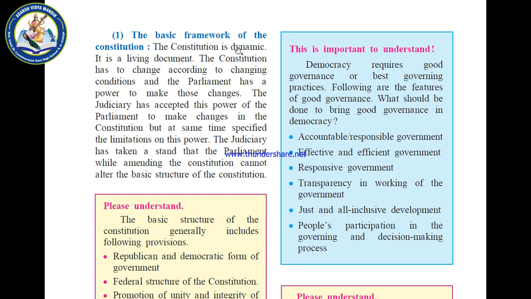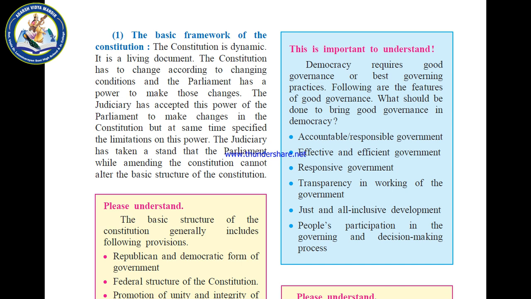First, the basic framework of the constitution, basic structure of the constitution. The constitution is dynamic. It can be used for the filling the blanks. True false के लिए भी ये sentence use किया जा सकता है. Constitution is dynamic, changeable. We can change it. Means it is not rigid. हमारी constitution rigid नहीं है. It is, and that's why it is a living document. और इसीलिए dynamic है, changeable है, इसीलिए वो एक living document है.